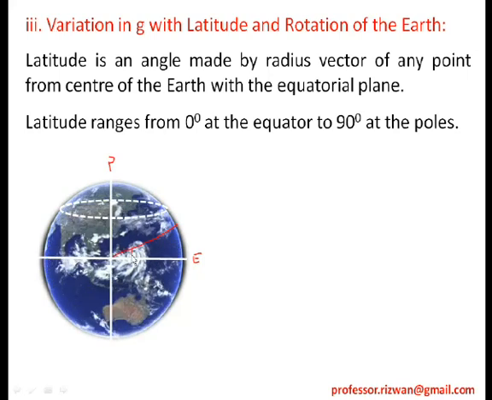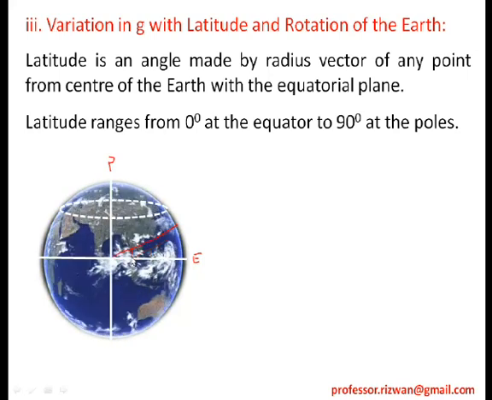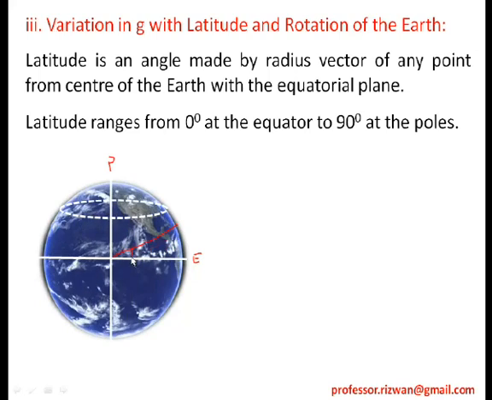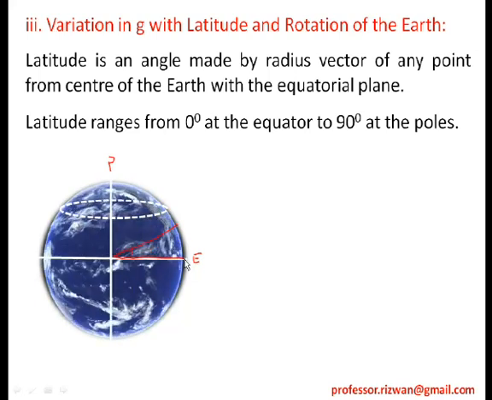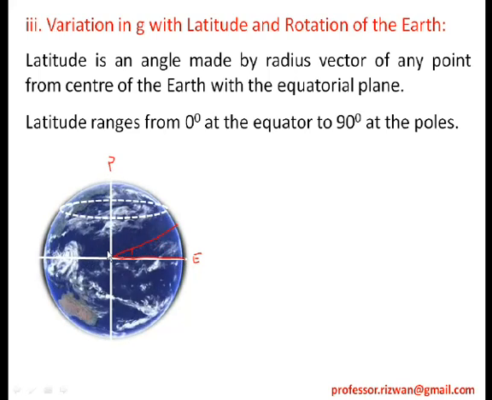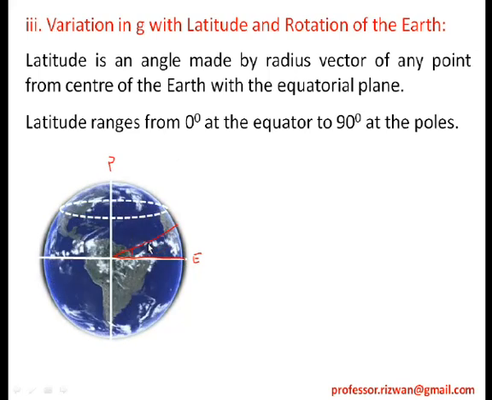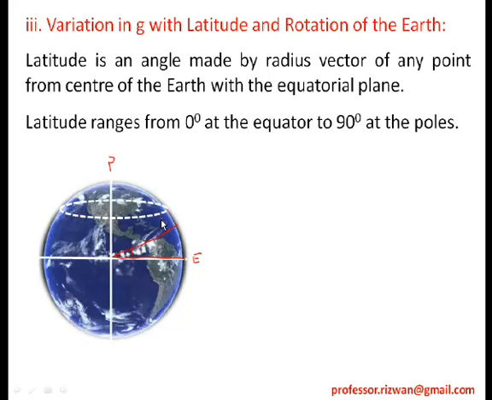Now in this angle you have to imagine in 3 dimensions. This angle is called latitude. Now when this line is at the equator, this equatorial line, this angle is 0 degree, and when it is at the pole it is 90 degrees. So latitude at the equator is 0 and at the pole it is 90 degrees, right?